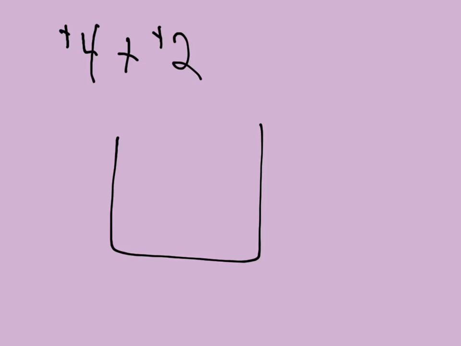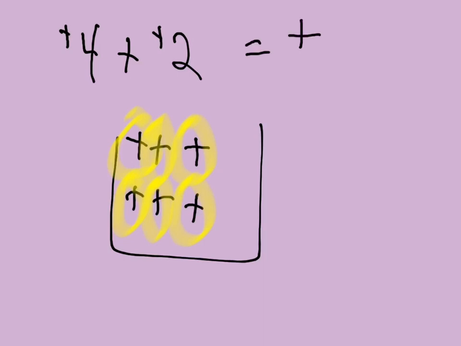Well, positive 4 is represented by 4 positive symbols, and we put those in the bucket, and positive 2 is represented by 2 positives. And we put those in the bucket, and we want to know how much is in our bucket. Well, we look at our bucket, and we see that there are 6 positives. So our answer is equal to positive 6. And that's how you add positive integers with a bucket.